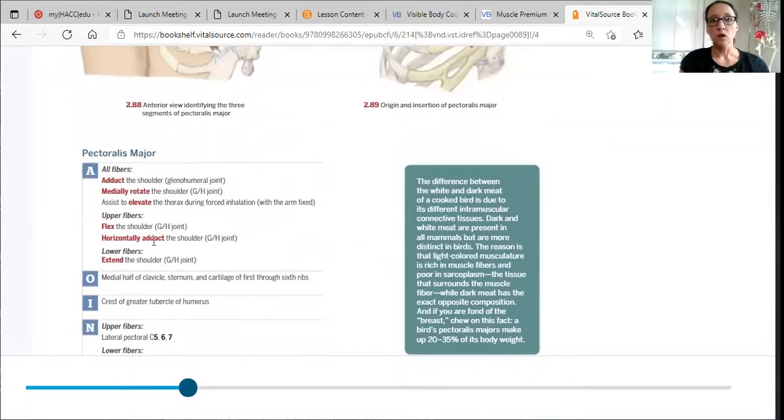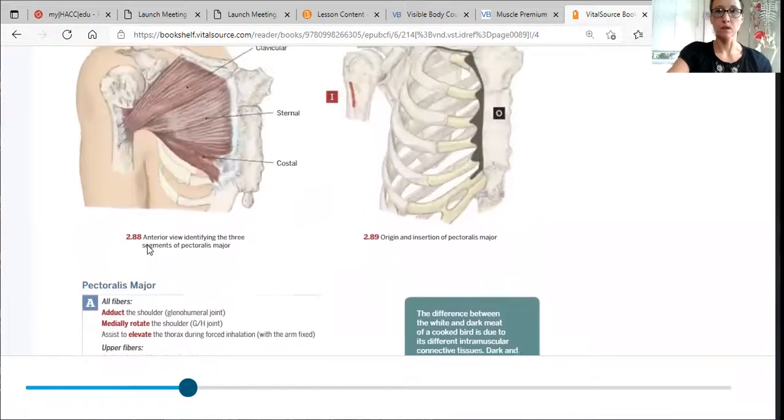The upper fibers can also horizontally adduct the shoulder. So if we recall, horizontal adduction first brings the arm into flexion and then across the body towards the midline. That's horizontal adduction. Horizontal adduction. Okay.